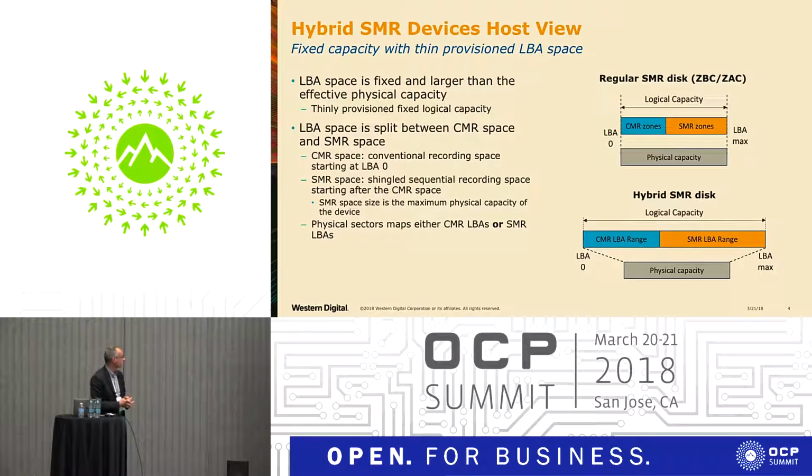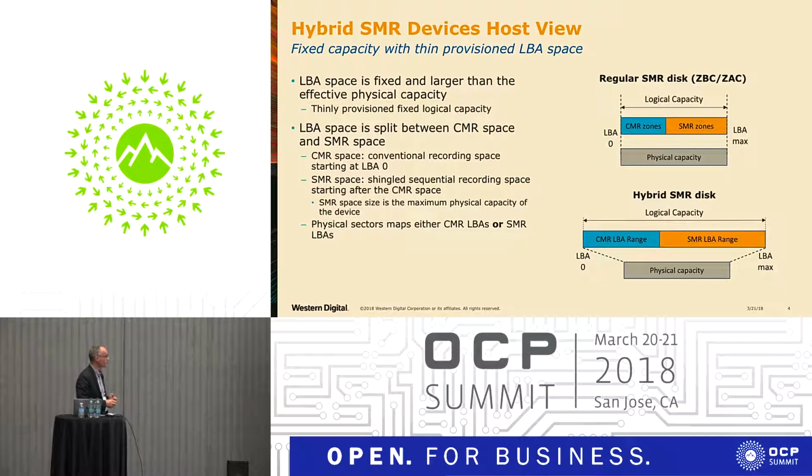So hybrid SMR. If you look at a regular SMR disk on the top right side there, what you see from the host is a single LBA space that exactly corresponds to the physical capacity of the disk. That LBA space is generally split into a portion of CMR, randomly writable space, and SMR space that has to be sequentially written. With a hybrid SMR disk, as Ted described, you also get this split in the LBA space seen by the host.